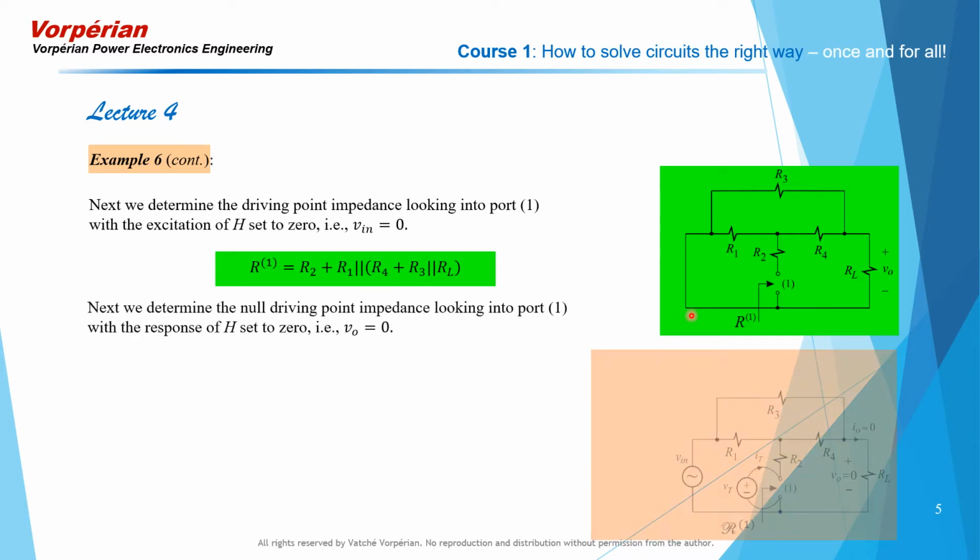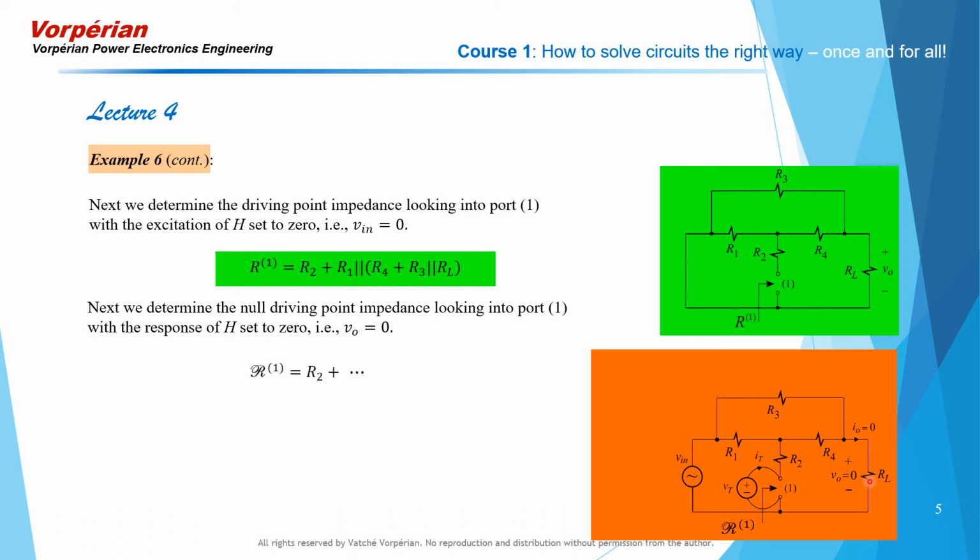Next, we calculate the null impedance looking into port 1, whereby we connect a test source across port 1, and that test source, along with the input or the excitation of the transfer function, will null the response of our transfer function, which is V0. So Vt and Vin together will null V0, make it go to 0, and as a result, the current going through RL will go to 0.